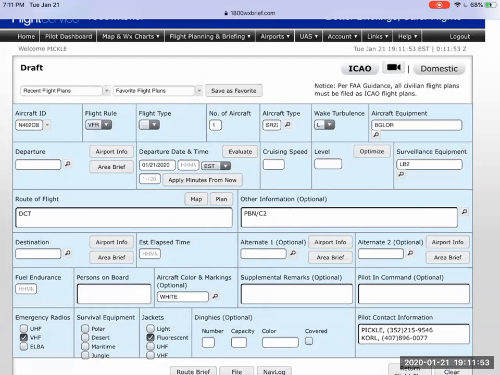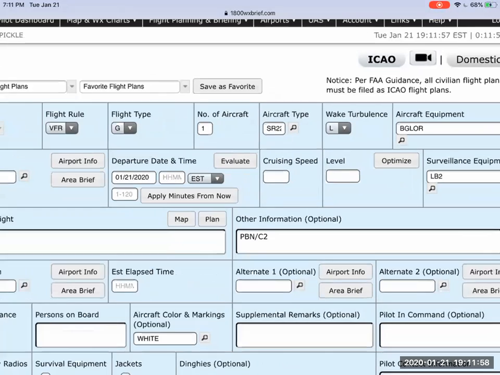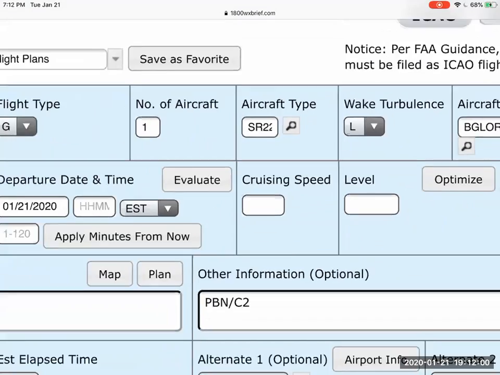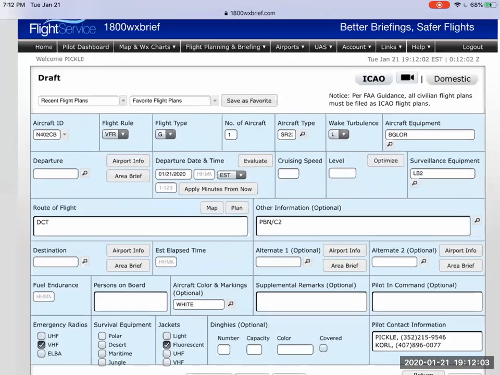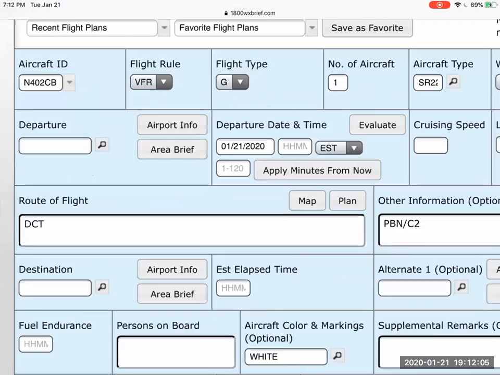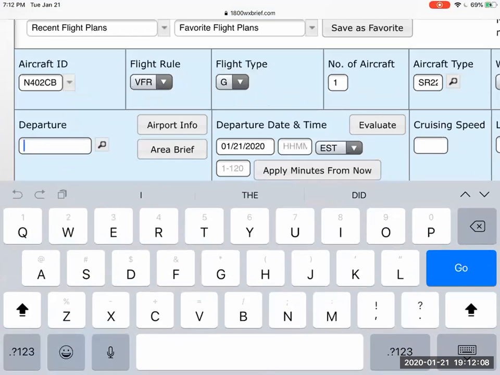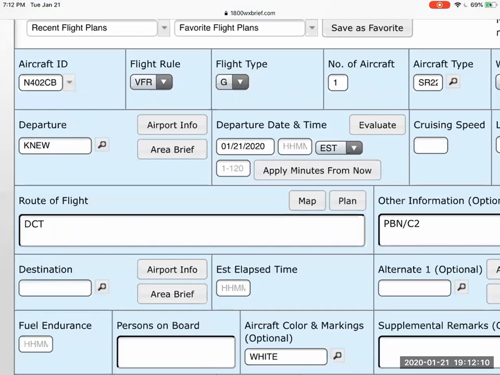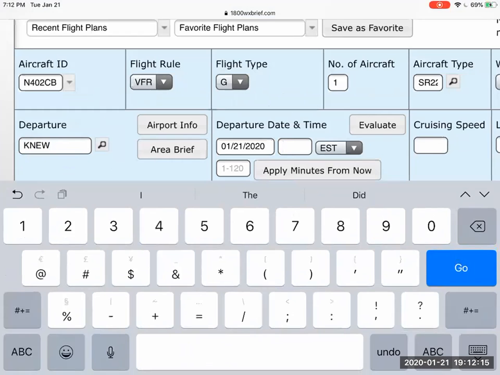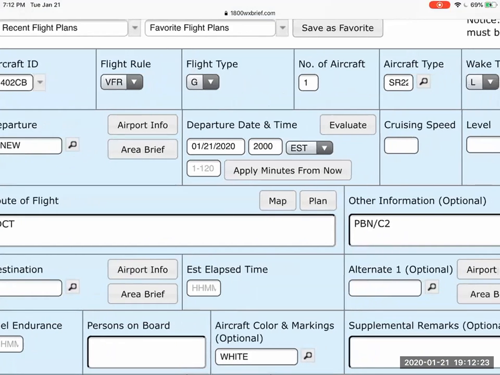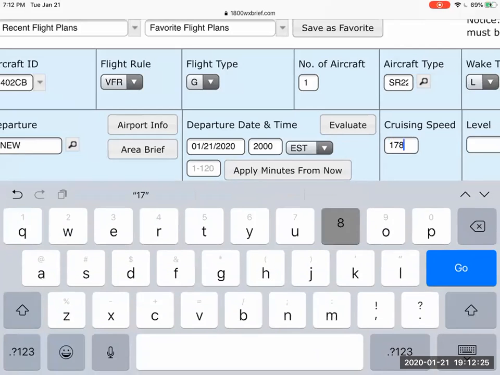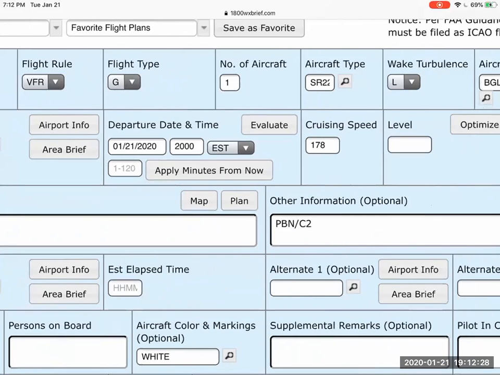Flight rules are going to be VFR. Flight type is a general aviation flight. Aircraft type, we can see there is an SR-22. We're going to skip a lot of the specifics as far as aircraft equipment just to get to our main focus tonight, which is on the weather. Our departure, again, is going to be the New Orleans area. Our proposed departure time we'll put here would be, excuse me, 2:00 local, or 8 p.m. Eastern. Our cruising speed in this airplane would be approximately 178 knots.